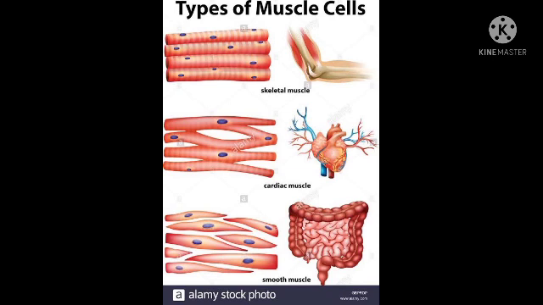What is the other name of voluntary muscle? Yes, skeletal muscle. It is named like this because these muscles are attached to the skeleton. Therefore, it is known as skeletal muscles. These skeletal muscles are made up of long cylindrical fiber-like cells. You can see in the image, it has a series of bands along their length, and it is a long cylindrical fiber-like muscle. So this muscle is also named as striated muscle.